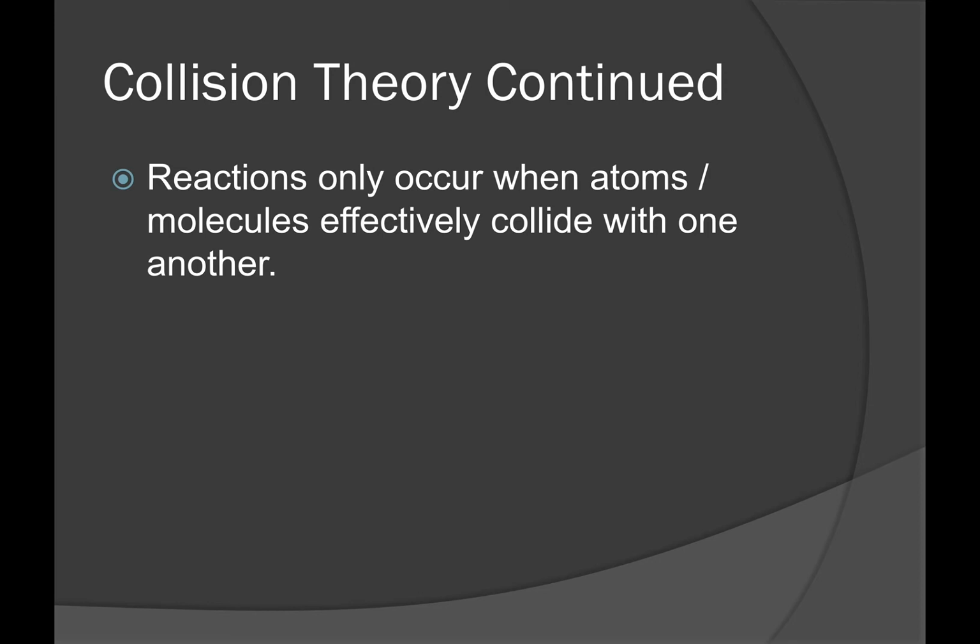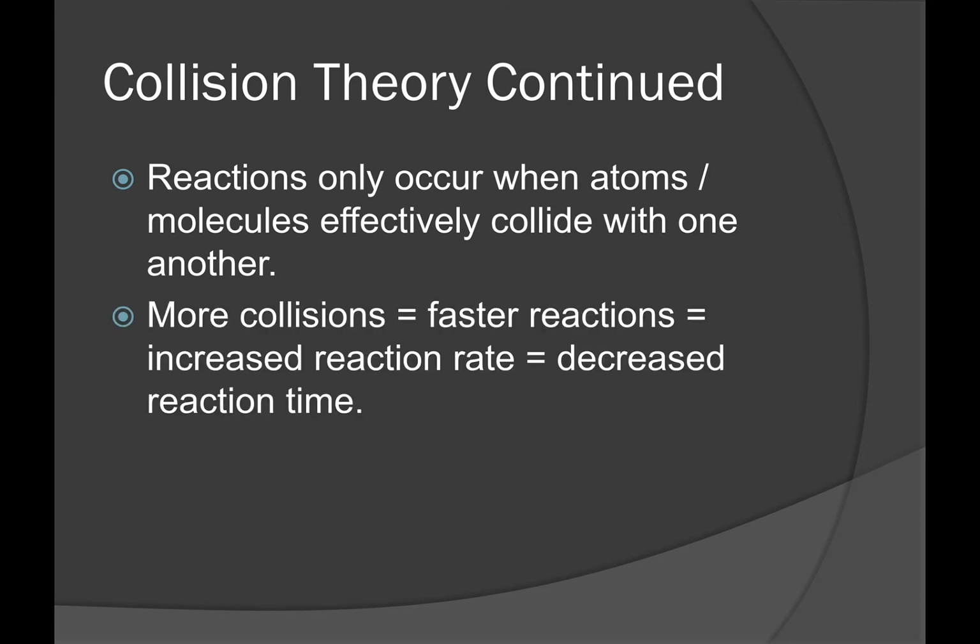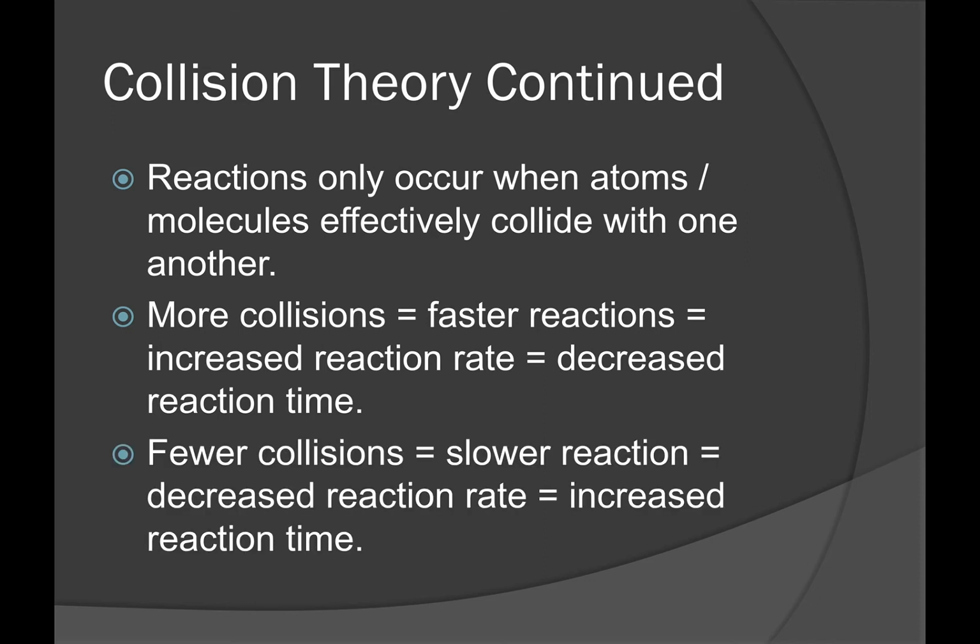So reactions only occur when atoms and molecules effectively collide with one another. If we don't have an effective collision, reactions aren't going to happen. Which leads to, well, if we have more collisions, we can have faster reactions, we can increase our reaction rate, and we can decrease the amount of time that it takes for the reaction to happen. And the reverse holds true as well. If there are fewer collisions, we have a slower reaction, our reaction rate decreases, and the reaction time increases.